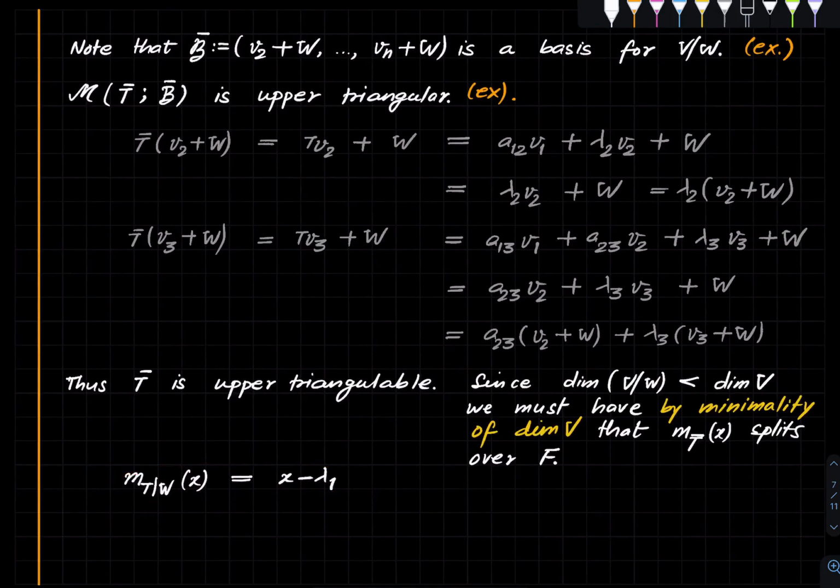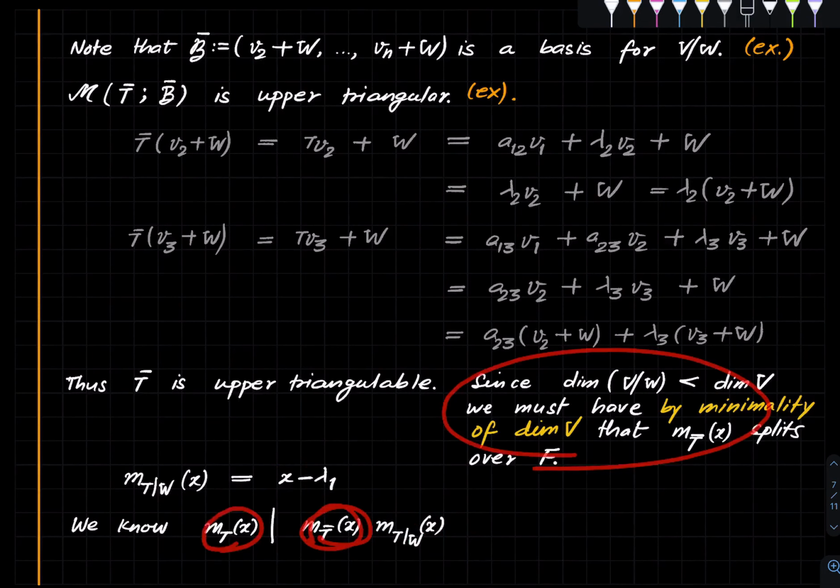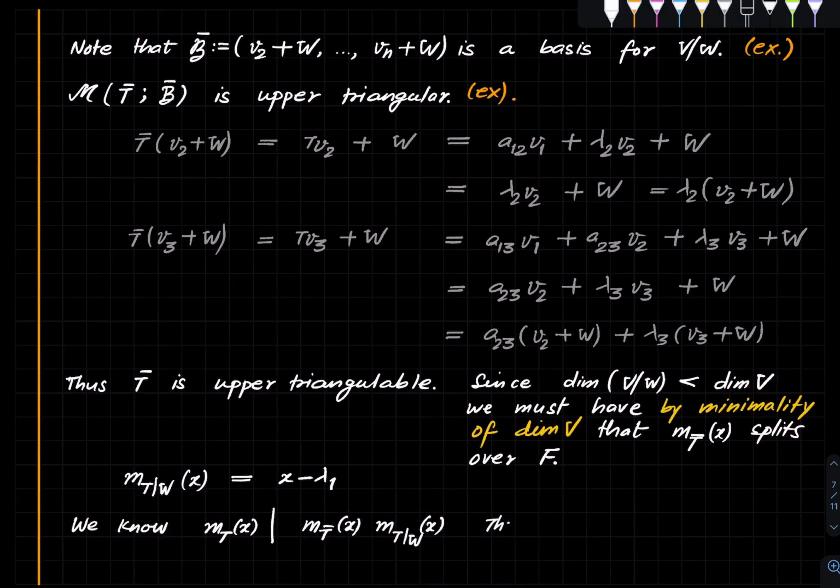And now finally, by what we recall, we know that the minimal polynomial of T divides the product of the minimal polynomial of T bar and the minimal polynomial of the restriction of T to W, since W is invariant. So therefore, since this splits and that splits, the product splits, for a very trivial reason because it is already a degree 1 polynomial, and this splits by our argument earlier. So if something divides a polynomial that splits, this itself splits. So therefore, the minimal polynomial of T splits over F. Right?